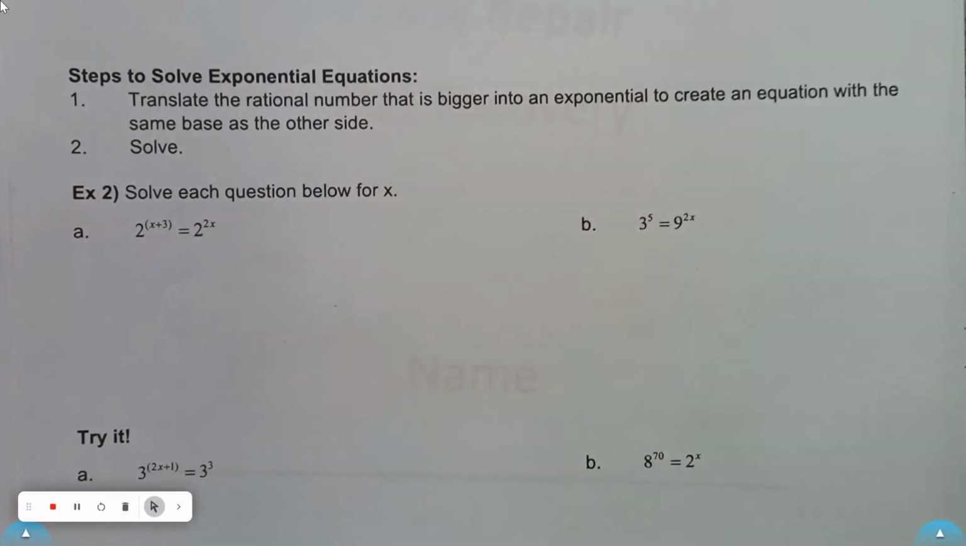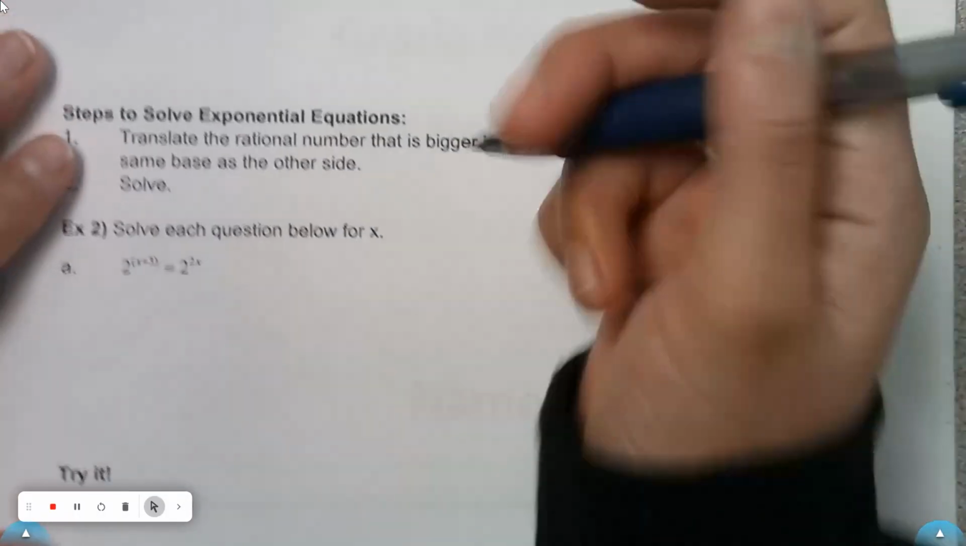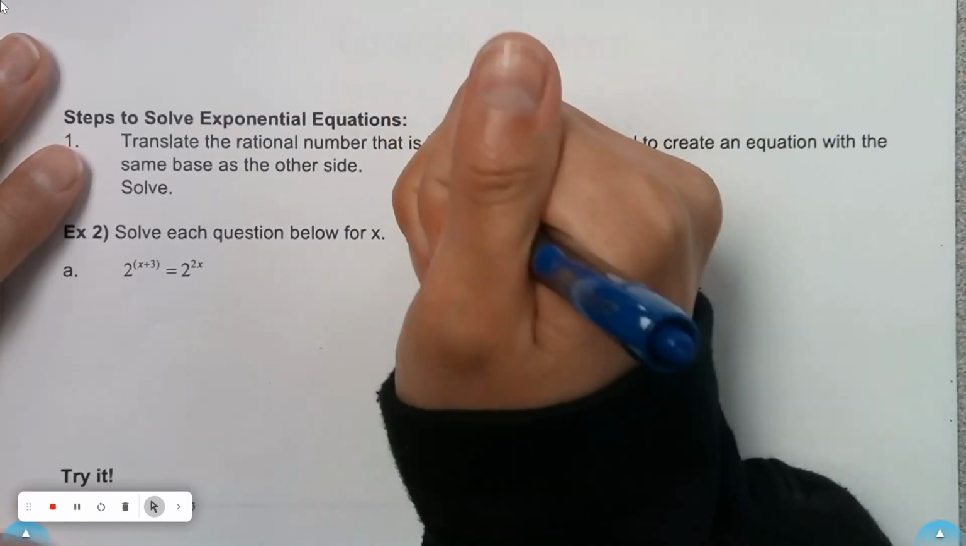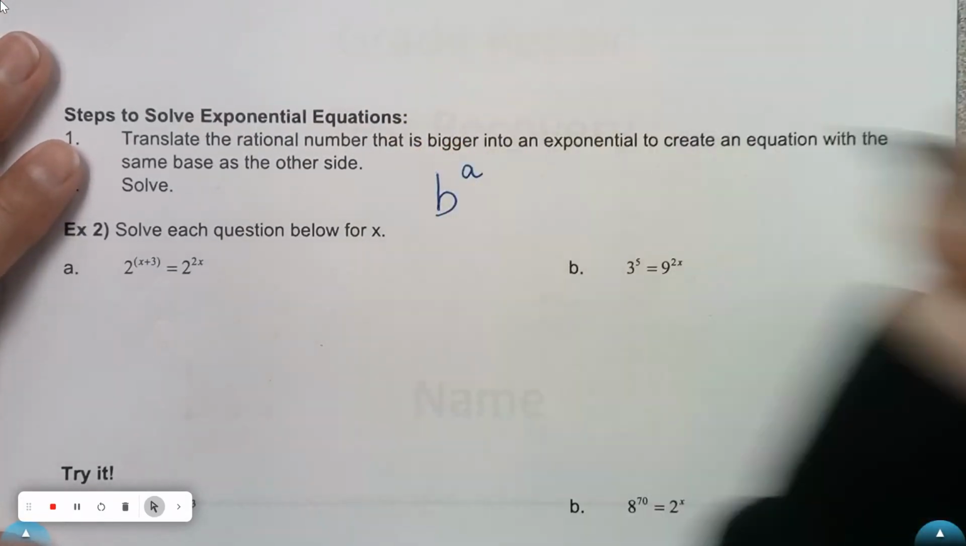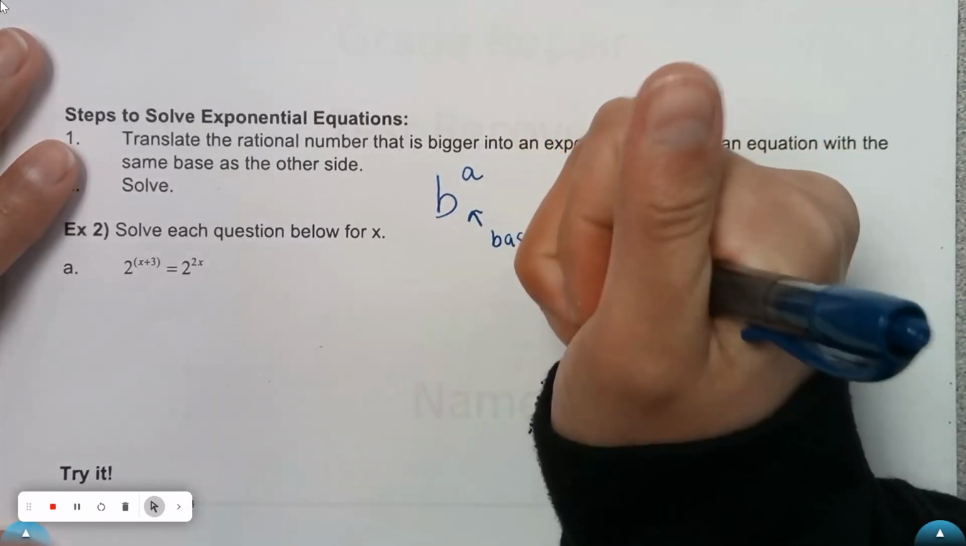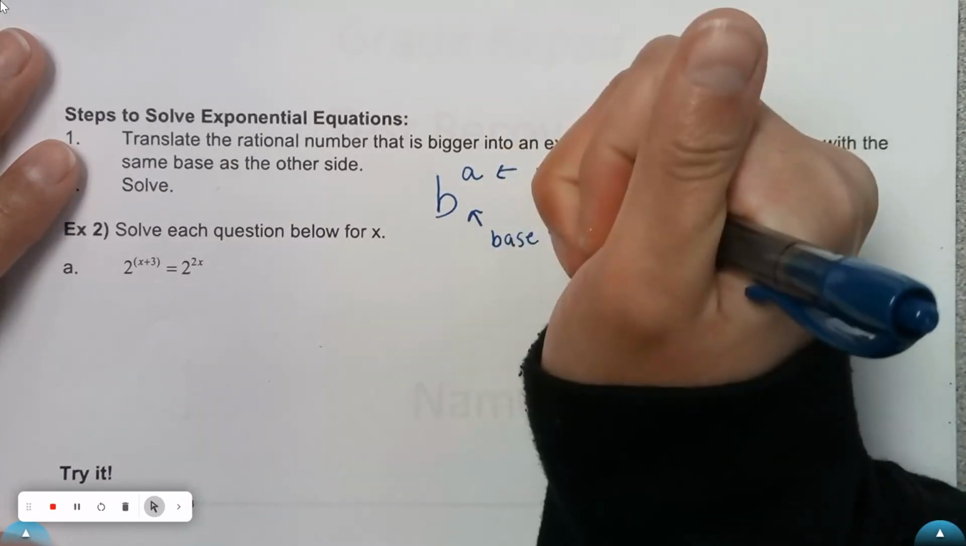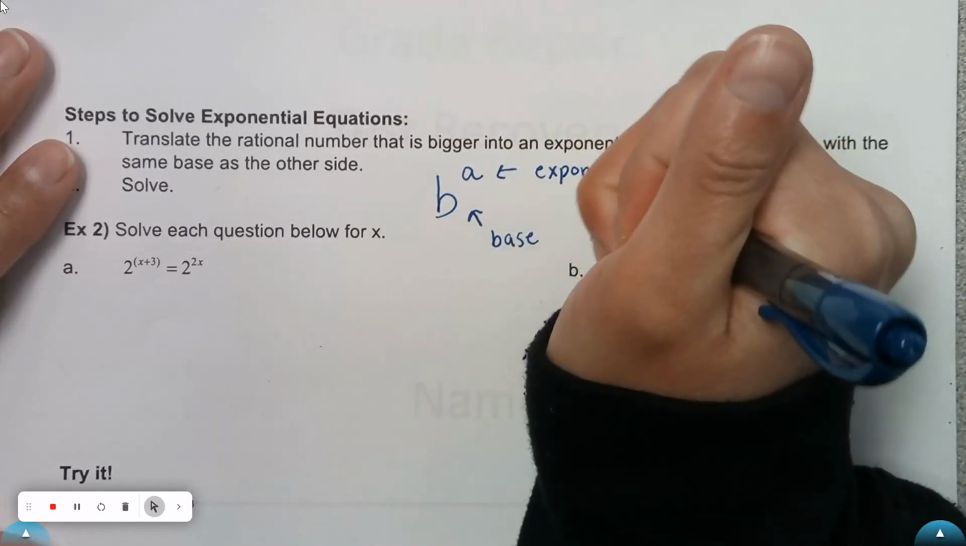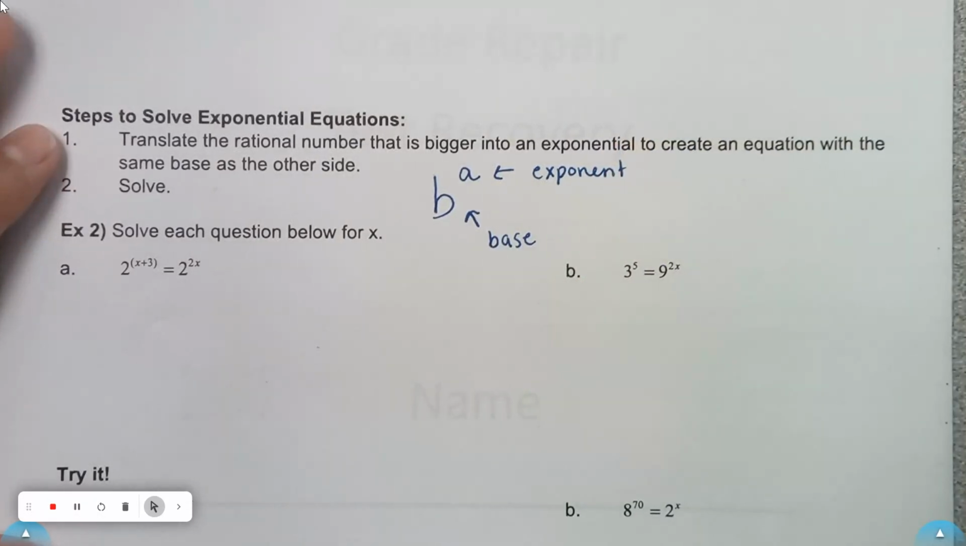The last types of problems that we're going to talk about is exponential equations. When solving an exponential equation, you want your base. Your base is your big number. So if I have something like this, the b is called your base, and the a is called your exponent. You could also call it a power.